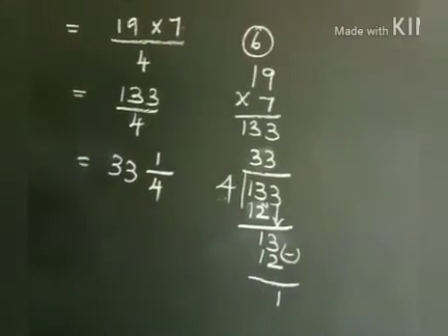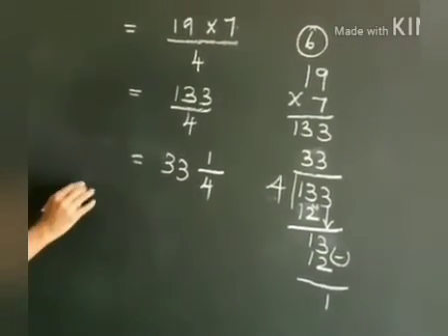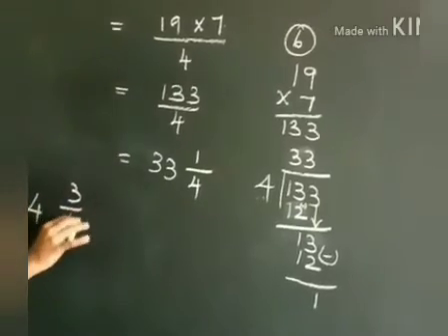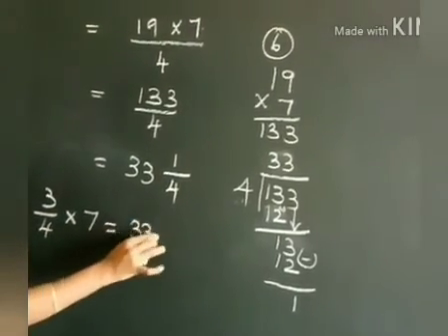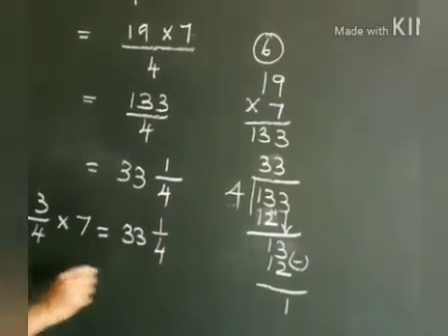How do we complete this answer? Again we write the question: 4 3 divided by 4 into 7 is equal to 33 1 divided by 4. This is the answer.